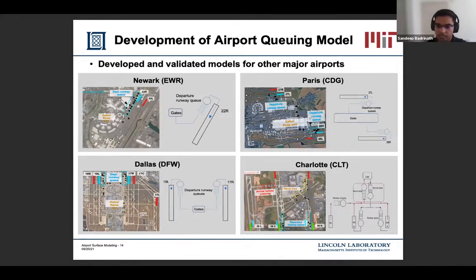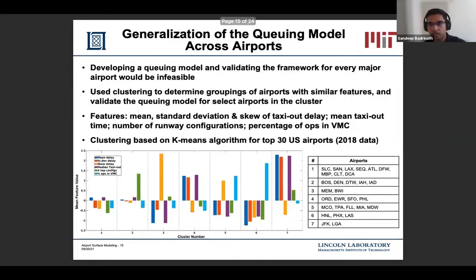So overall, we have done this validation process for a few select airports. But the question is, would it work well for all the airports? And developing a queuing model and validating the framework for each and every airport would be infeasible. So the question is, can we come up with a smarter way to do this? So we used a clustering-based approach to do this validation. Using clustering, we determined groups of airports with similar features, and then we validated the queuing model for select airports in each of those clusters.